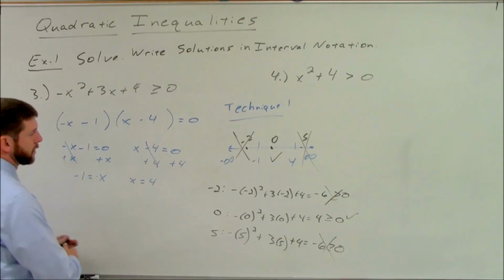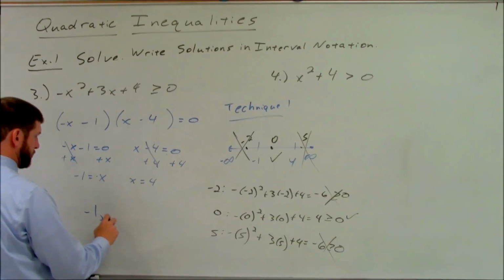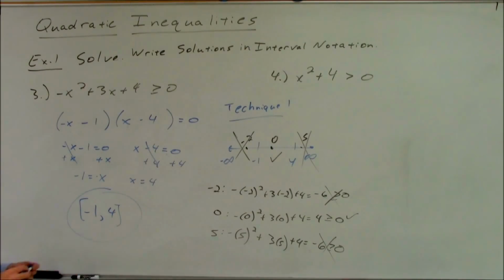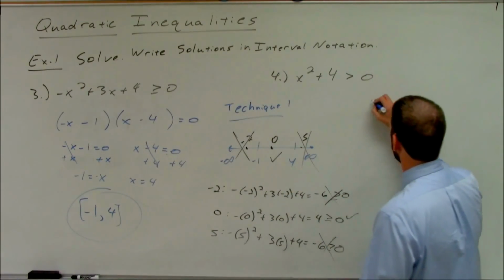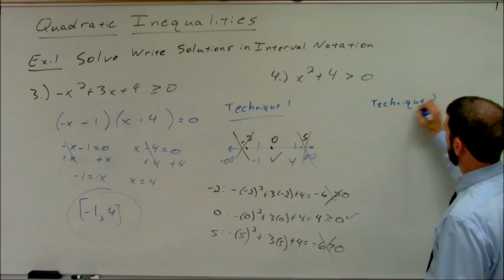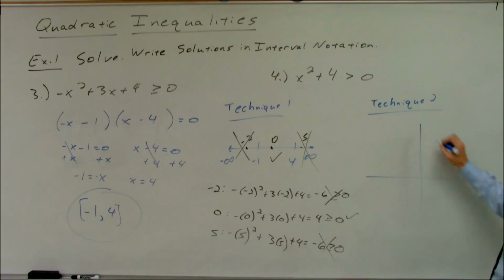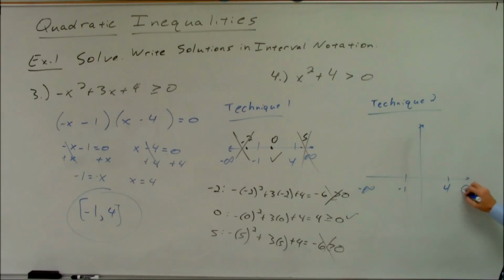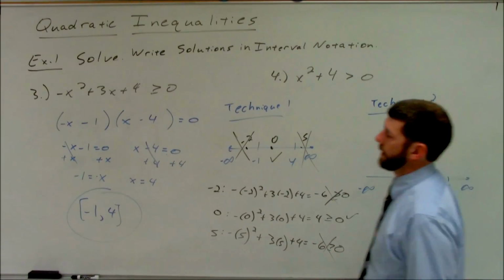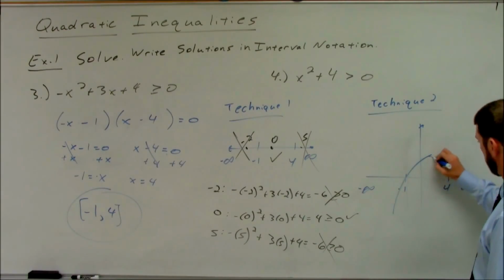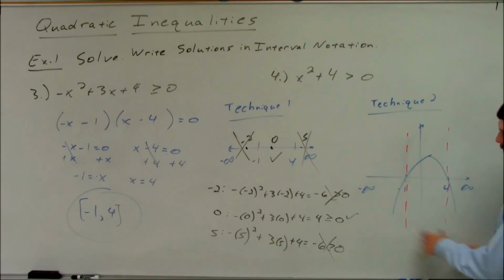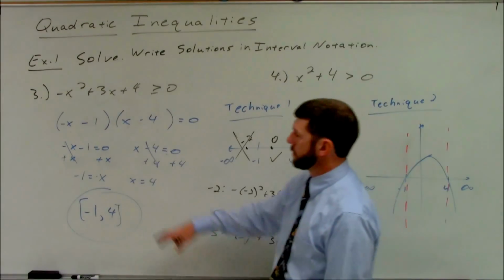So our solution is going to be from -1 to +4. And since it's or equal to, we bracket those. So there's the solution. Let's look at that same solution with technique 2. So if we do a quick graph, -1 is an intercept, 4 is an intercept, there's -infinity to +infinity. From there we see A is negative, so this graph would go down. So when we look at our 3 intervals, the interval to the left of -1, the interval between -1 and 4, and the interval to the right of +4, we want to know where is this graph.